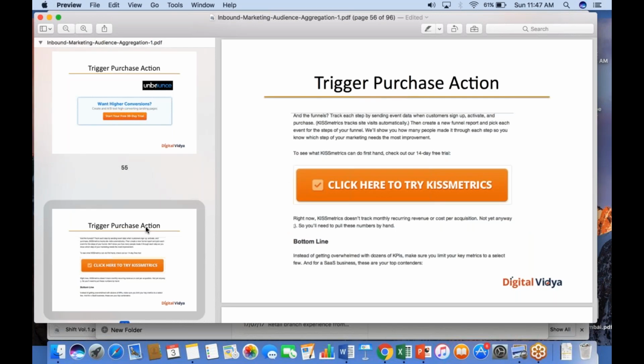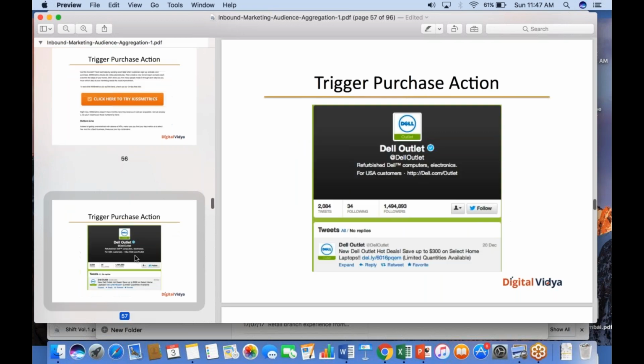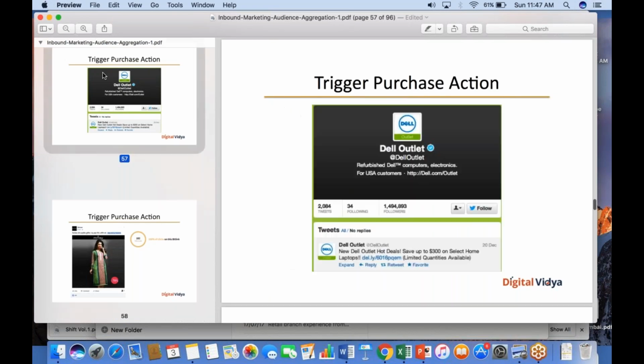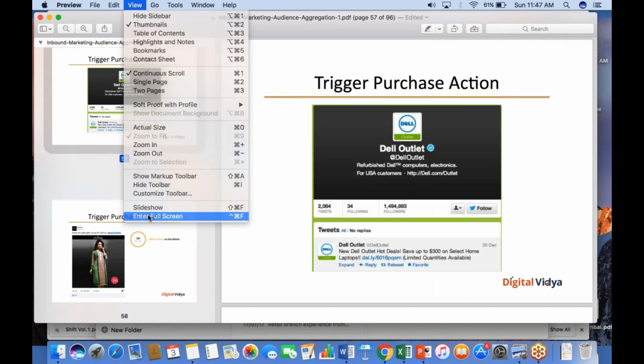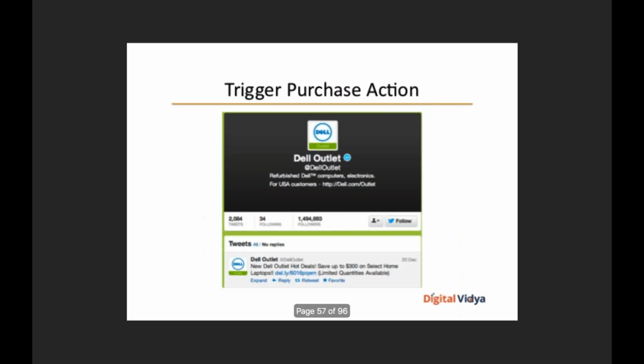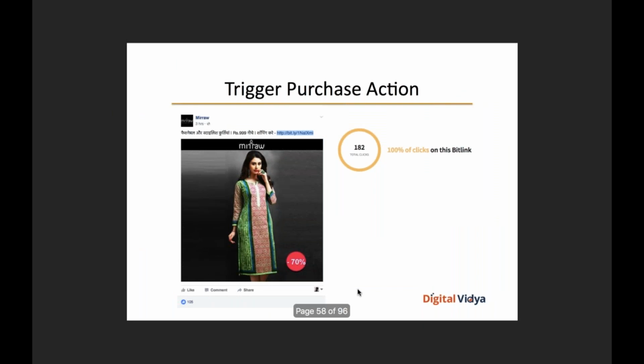And here again, you've got a very clear call to action right in the middle of the product, which talks about click here to try Kissmetrics. And Kissmetrics again has a 14-day free trial program, wherein customers can get to use the product for 14 days for free before they can make a decision on whether they want the product or not. So what you would see, you're anyway going to get this presentation. These are again some examples of trigger purchase action, which Dell utilizes. Here again, it's talking about save up to. It's a specific offer which they're offering to customers.